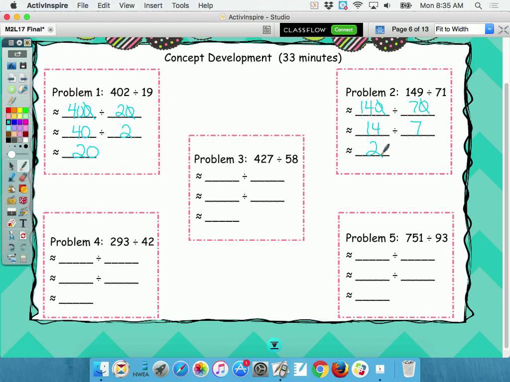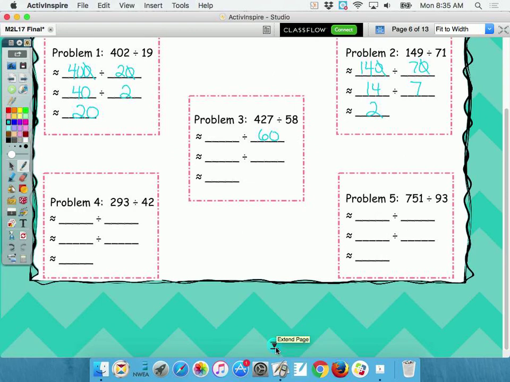427 divided by 58. Let's start by rounding 58 and see if we can figure it out. So what would 58 round to? 60. Okay? Now take a look at 427. If I round it to 430, does 6 go evenly into 43? Well, you'd have 10 left over. So what number does 6 divide evenly into?